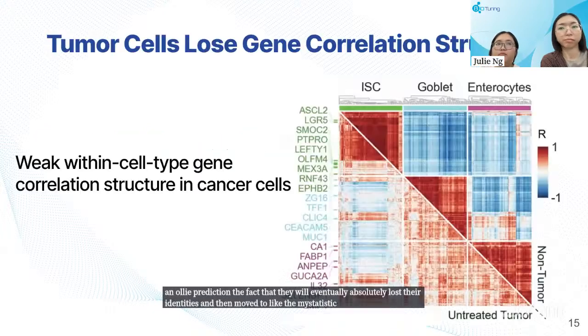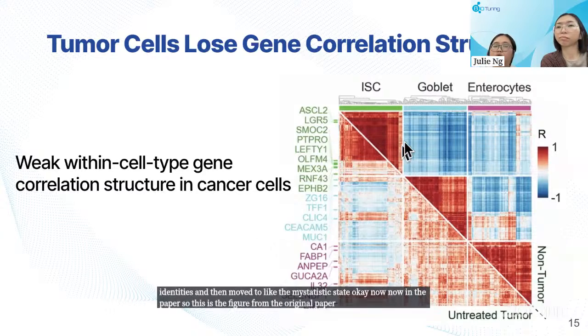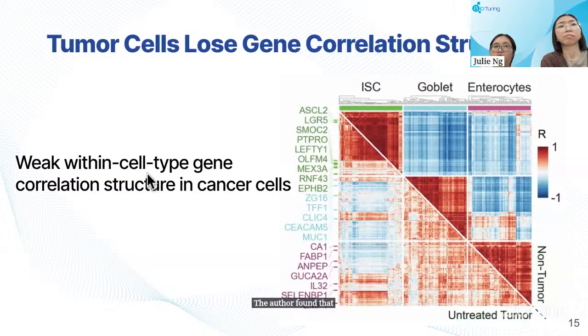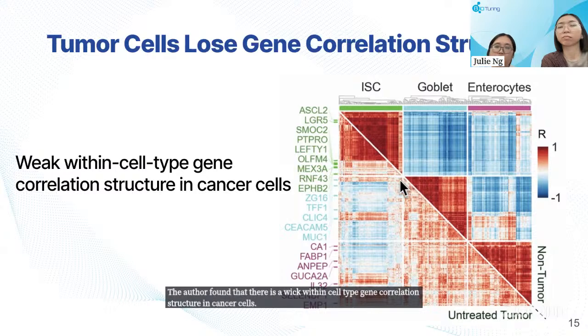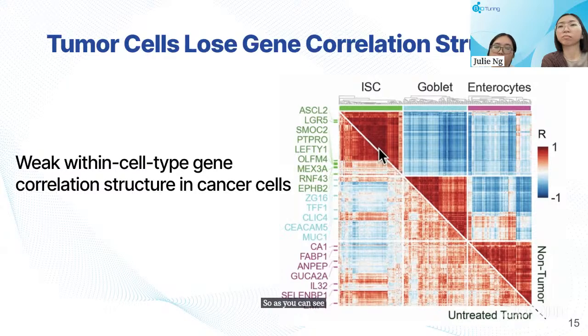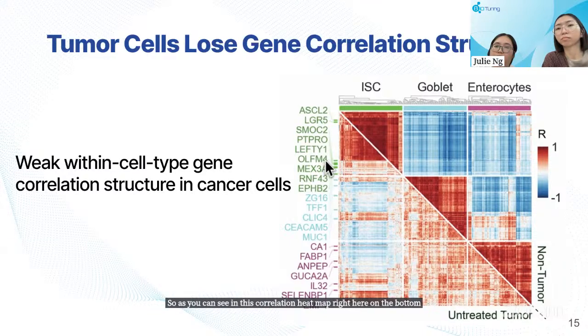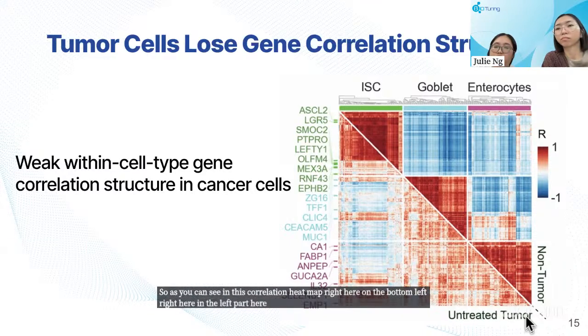Okay. Now this is the figure from the original paper, where the authors found that there is a weak within-cell-type gene correlation structure in cancer cells. As you can see in this correlation heat map, on the left part we have the untreated tumor cells, and on the upper side we have the non-tumor.